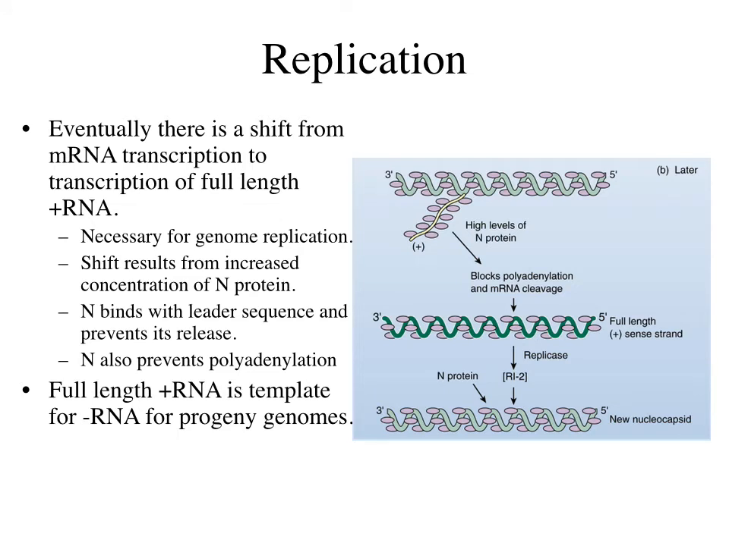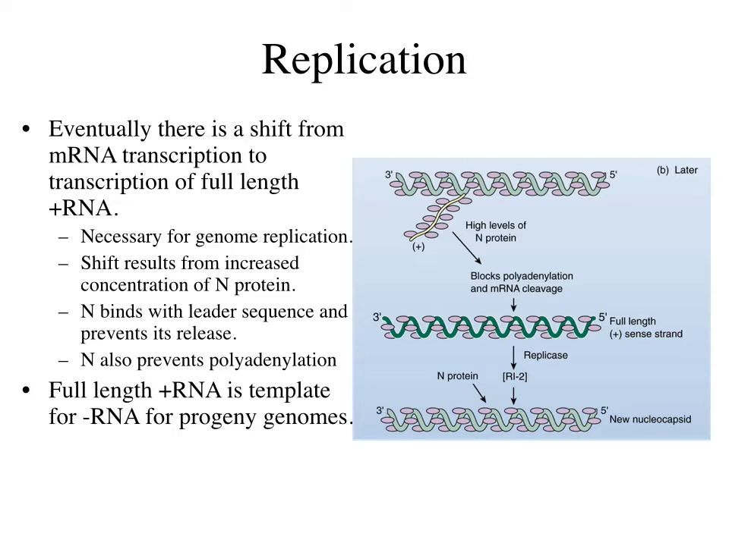Eventually, there has to be a shift from making messenger RNA to transcribing full-length positive sense RNA. You need to make more full-length RNA in order to produce the genome for the virion, and you have to go through a full-length positive strand intermediate in order to do that. And it turns out that the control of the shift from messenger RNA transcription to full-length positive sense RNA transcription is the concentration of the N protein.